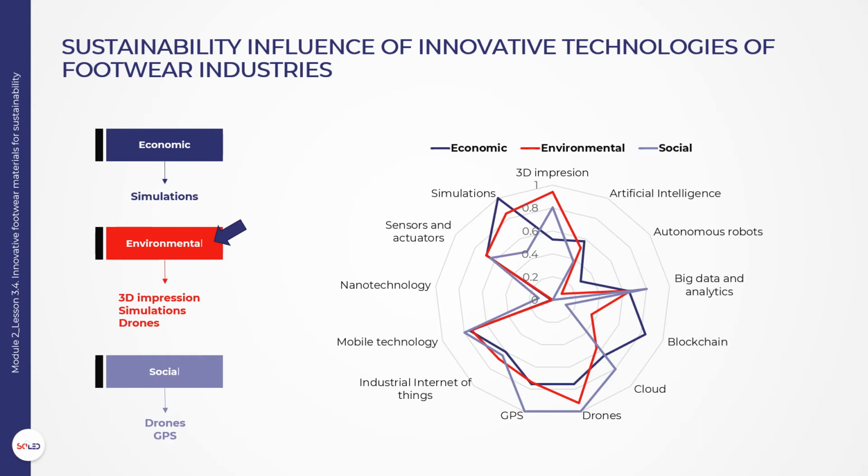From an environmental point of view, the technologies that could contribute the most to the sustainability of the footwear industry are 3D printing, and again simulations. Finally, from the point of view of social sustainability, drone and GPS technology would allow precision agriculture of fiber crops used in manufacturing.